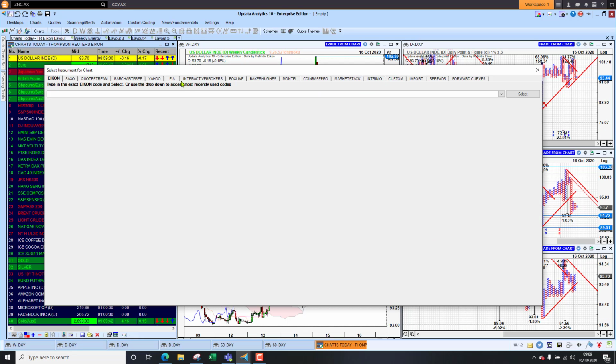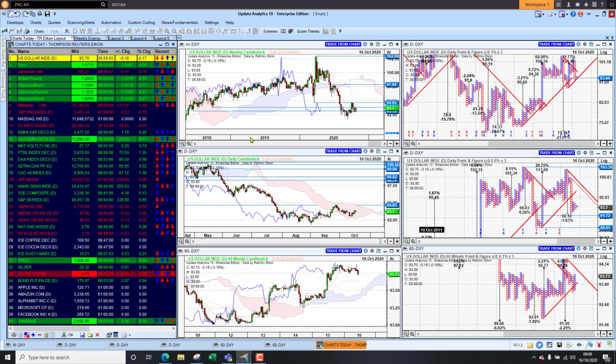I'm running on multiple data sources. You can run lots of different sources into Updata. I'm using Refinitiv Eikon mostly today, so that's what we'll look at, but you can run it on Bloomberg, Tradeport, whatever you've got. So the key thing is we're basically seeing the dollar has had a pretty good week.